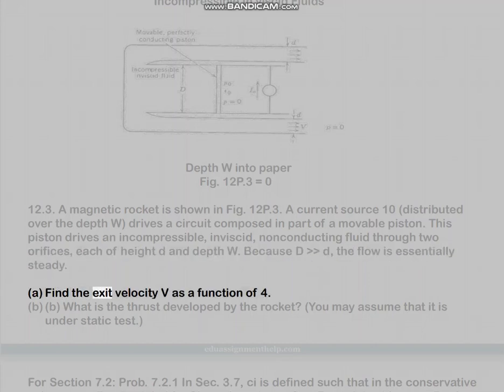A. Find the exit velocity v as a function of I0. B. What is the thrust developed by the rocket? You may assume that it is under static test.